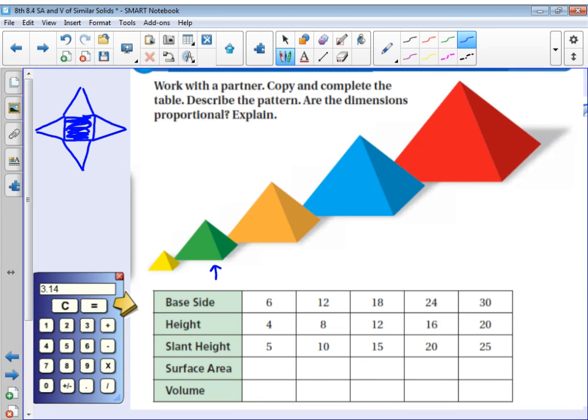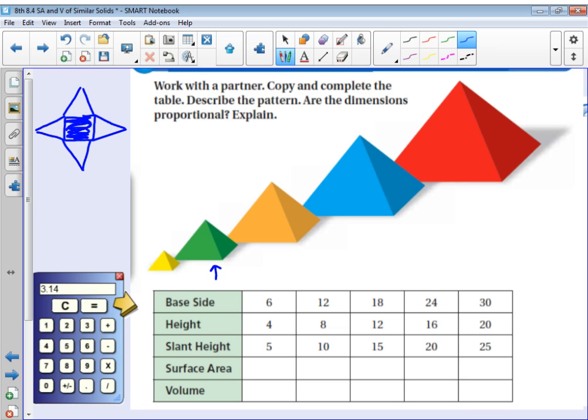So we have our base side. What that is telling us is that the side lengths of our base are the numbers that are identified here. So for the first one, our base side is 6. So this right here is 6. Our height is 4 and our slant height is 5.